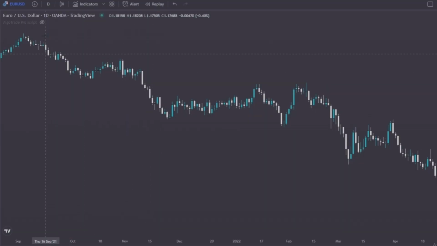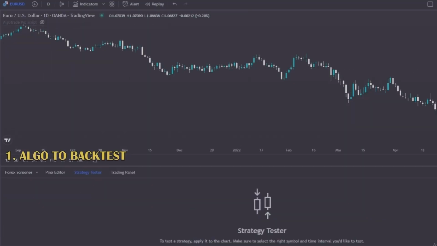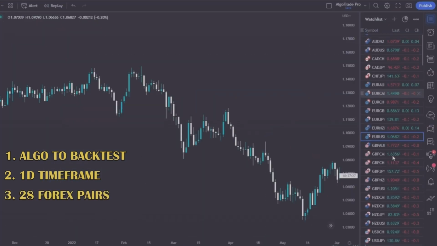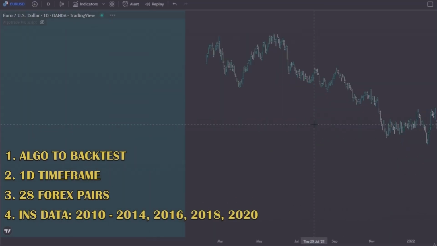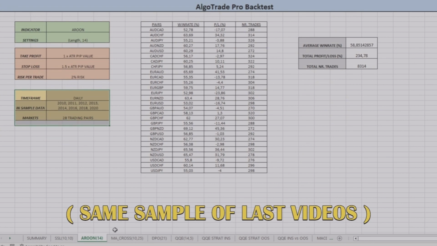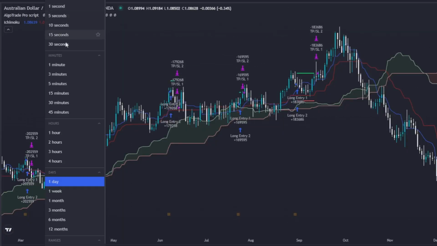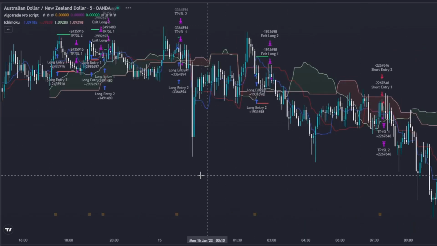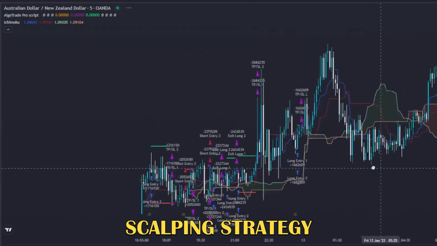For the backtest process, I will use an algo that I created. I will perform it on the daily time frame, on the 28 most common forex pairs, and using in-sample data consisting of the years 2010 to 2014, 2016, 2018 and 2020. It's the same sample setup as in my previous videos, so in the end we can compare all indicators and strategies. After that, I will also test the strategy on the 5-minute time frame to see if the Ichimoku Cloud performs well on a scalping strategy.